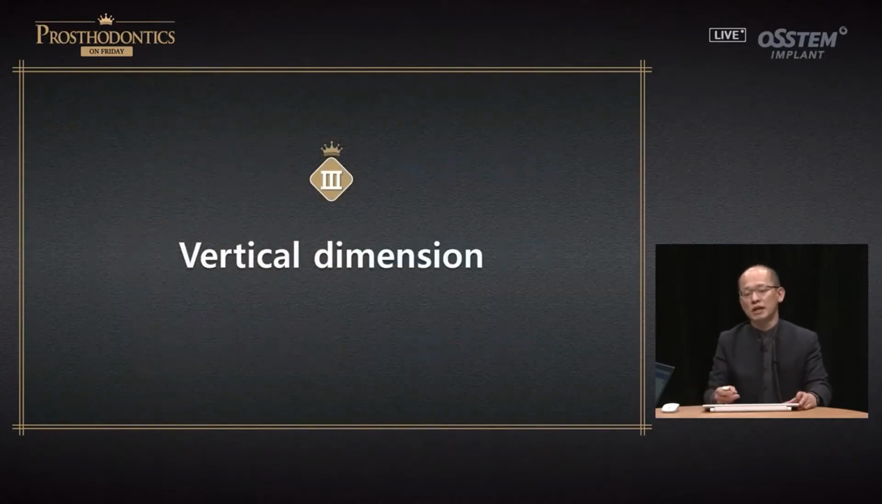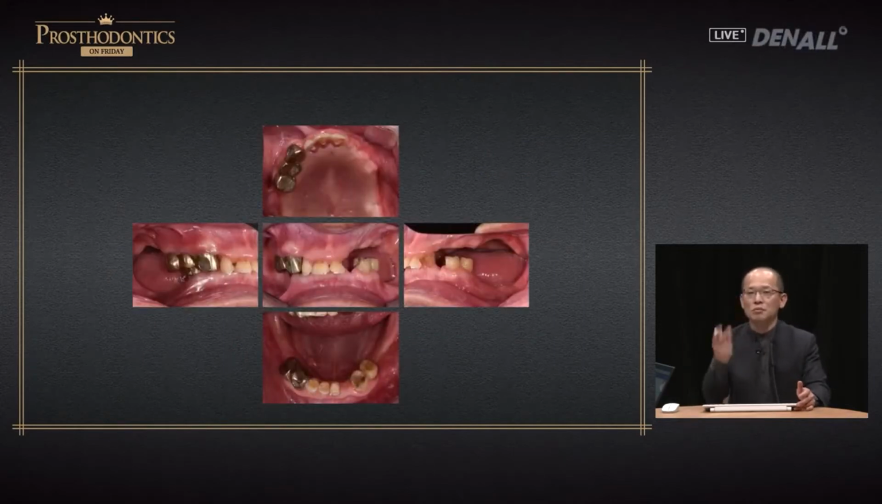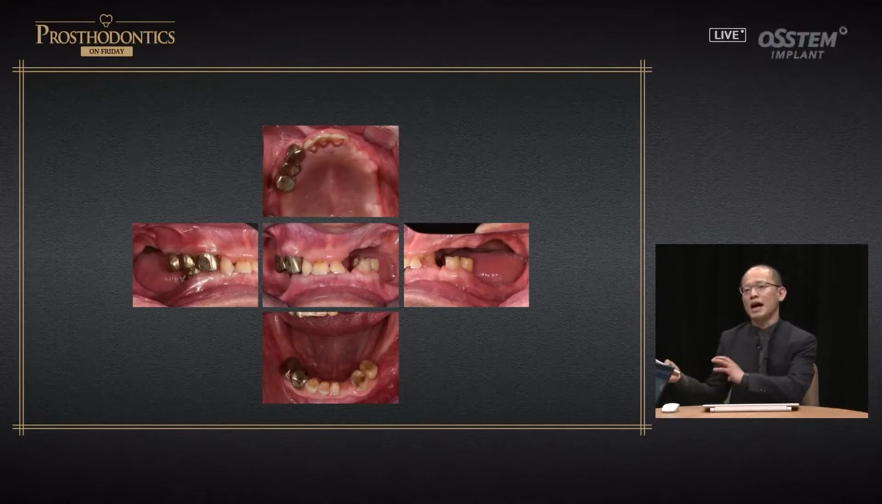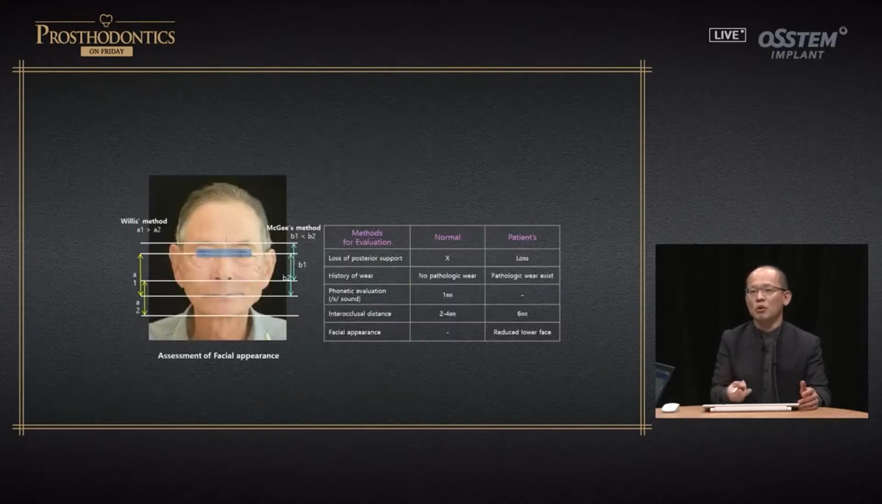Now let's talk about the VD. This might be a tricky area, so I'll try to keep it as simple as possible. This is a case, and you can see rehabilitation looks very challenging using removable or fixed. It's also tricky, and after the loss there was no restoration for a long time, and there's also wear of other teeth, so extrusion might be inevitable. So there are indices you can use for making decisions. In the methods for evaluation column, you see whether there is posterior support.